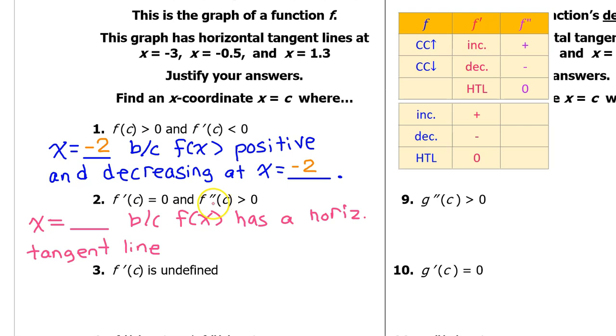In addition, we need f double prime to be positive, but we have to link it back to f. F double prime will be positive where f is concave up. So we add on, and f of x is concave up at x equals blank. I'm using this little abbreviation here because I'm running out of space. I think this is fine to use on the actual AP exam, but I'm going to say use abbreviations at your own risk. If you have the time and the space, I would actually write out all of these words.